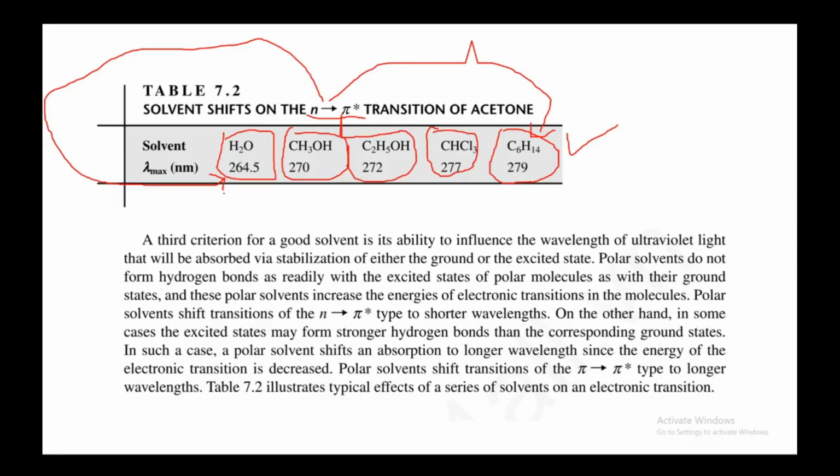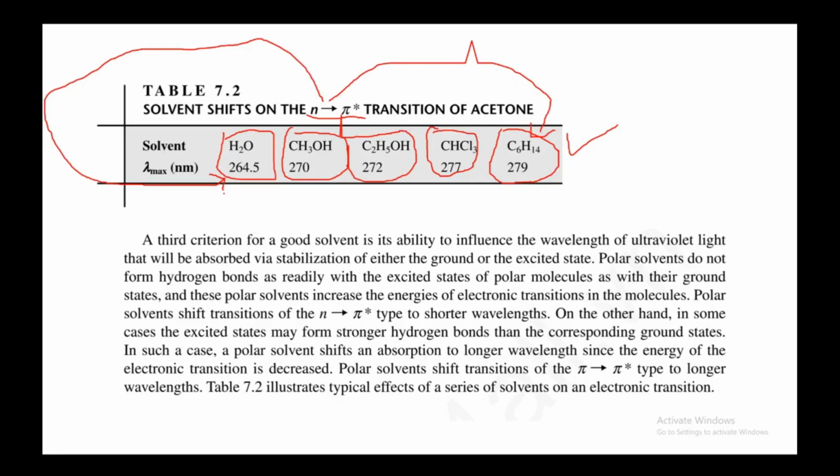So that is the essence, or the information that can be taken from the spectrum, or from this table 7.2. So again, I'm repeating, what does this table 7.2 show? It shows the information of the n to pi star transition for the acetone molecule. So the UV visible spectrum of acetone was recorded in 5 different solvents: water, methanol, ethanol, chloroform, and hexane.